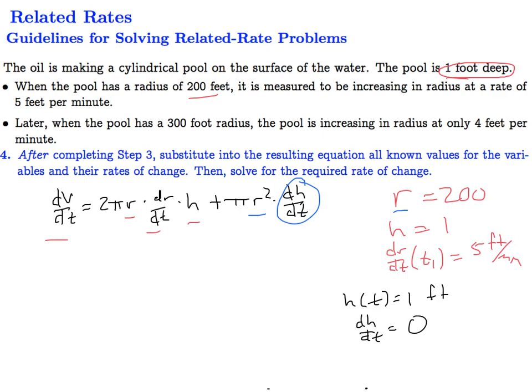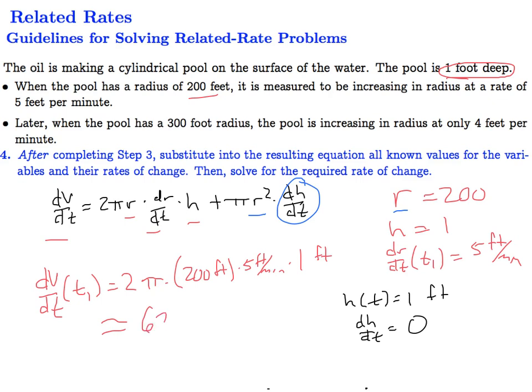dH/dt is 0. So now it's a matter of simply substituting everything in. We can figure out now that the change in the volume at time t1 will be equal to 2 times pi times the radius, which was 200 feet, times the rate of change, which was 5 feet per minute, times the height, which is 1 foot. When we multiply this all out, we get approximately 6,283.19 cubic feet per minute.